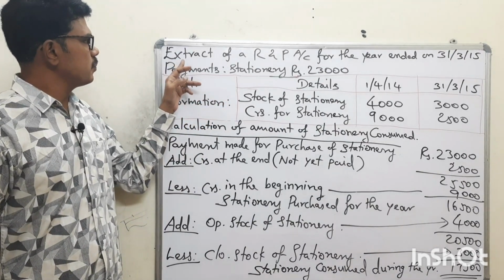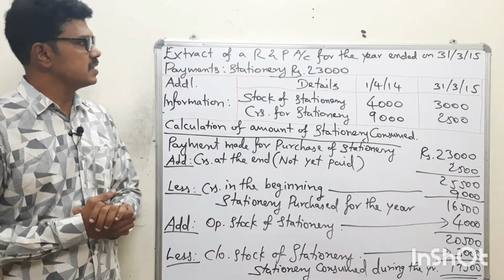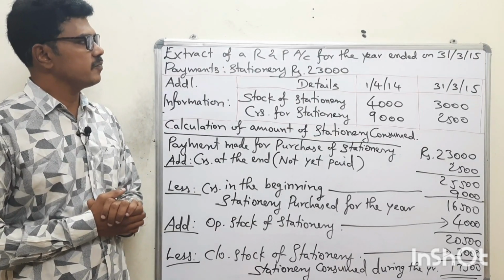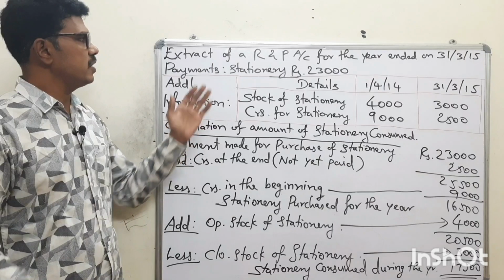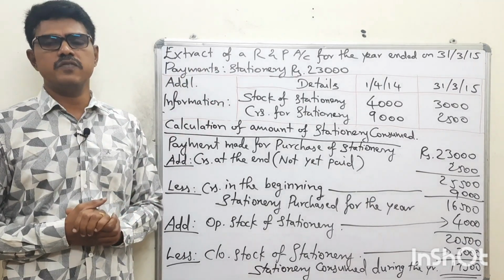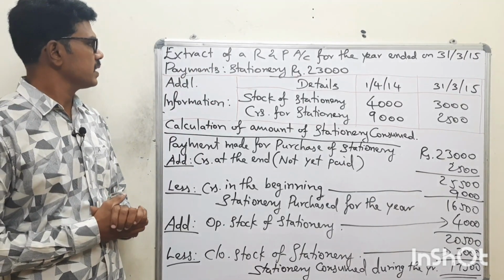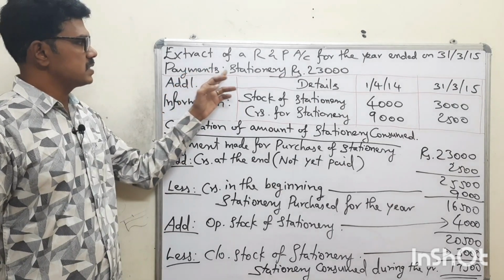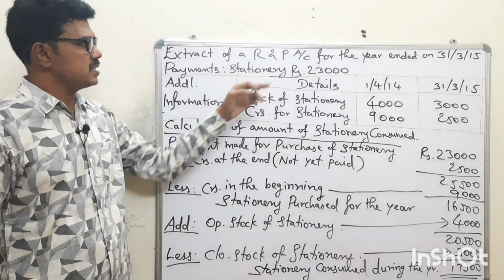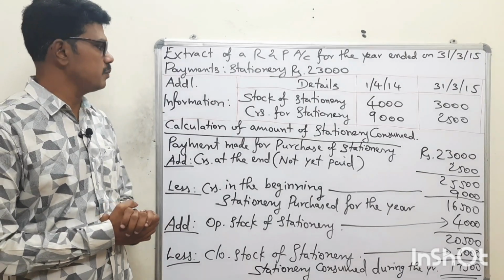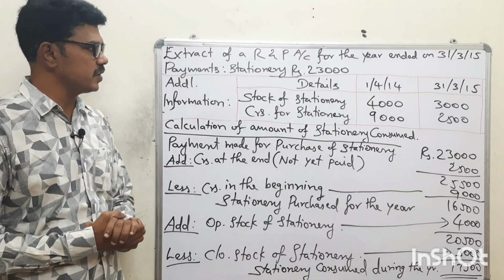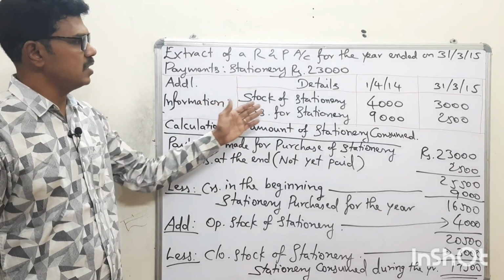What is given in the problem is an extract of a receipts and payments account for the year ended 31st March 2015. They have given some details extracted from the receipts and payments account. Below that they have given payments: payments for stationery 23,000. Apart from that, they have given us some additional information in a tabular column.